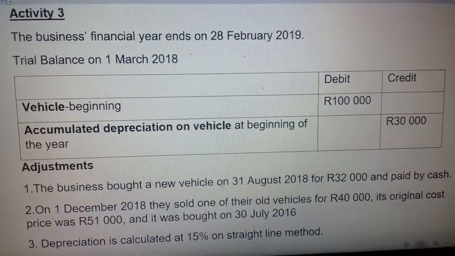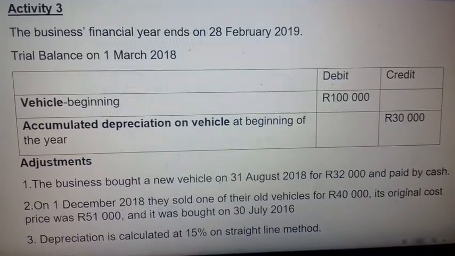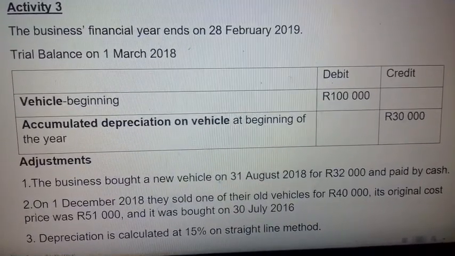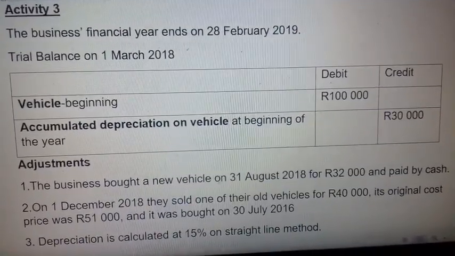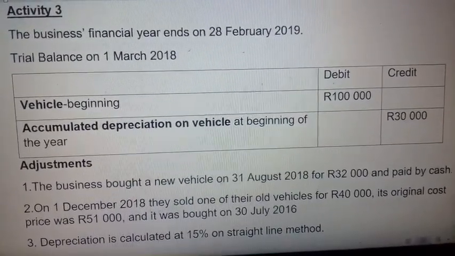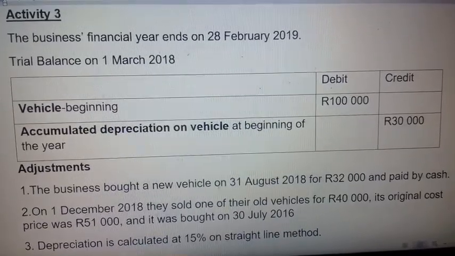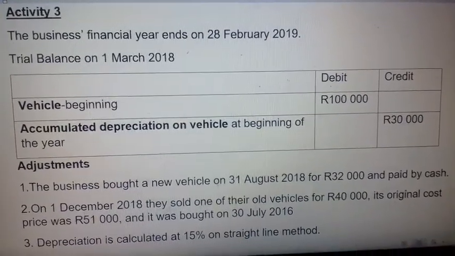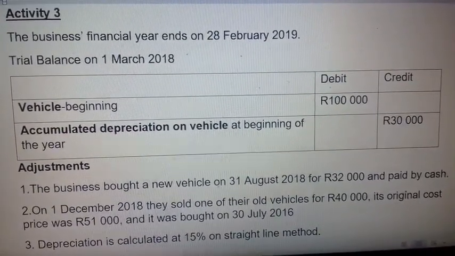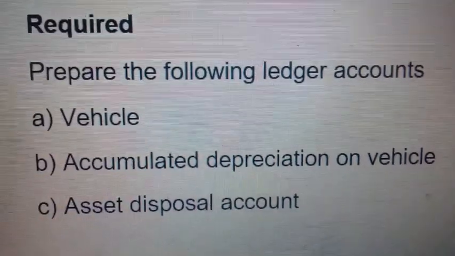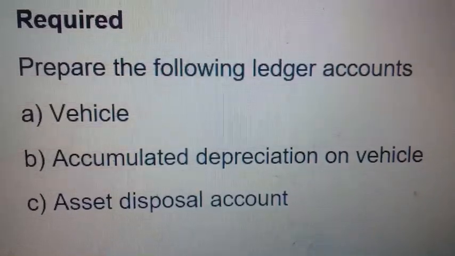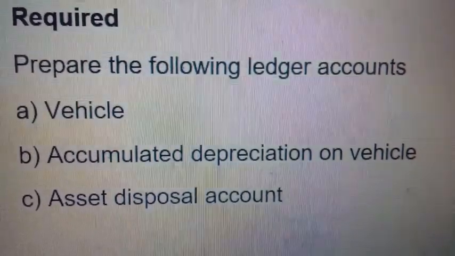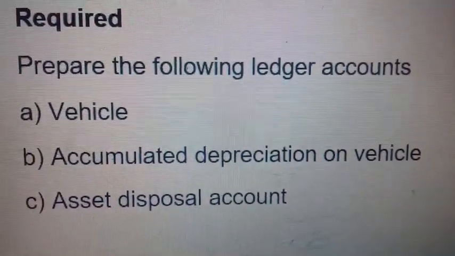Today we're going to cover Activity 3 of fixed and tangible assets. I advise you to pause the video and attempt this question. You'll be required to prepare the following ledger accounts: vehicle, accumulated depreciation on vehicle, and also asset disposal.